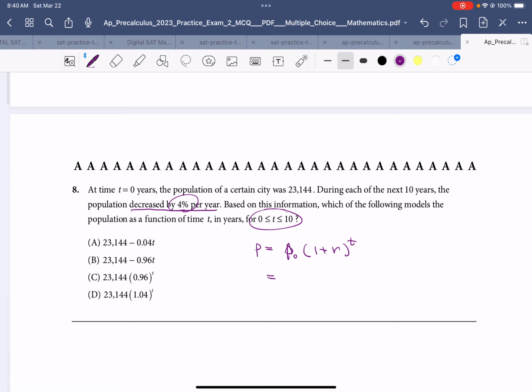So in the beginning, when t equals 0, 23,144 is the initial population. But in this case, your r value should be negative because instead of increasing, it's decreasing. So 1 minus, but make sure your r is a percent in decimal. So 4% is not 4, it should be 0.04. And then to the power of t, where t is in years. So which one is the same? 1 minus 0.04 is the same as 0.96. Okay, so the answer is C.